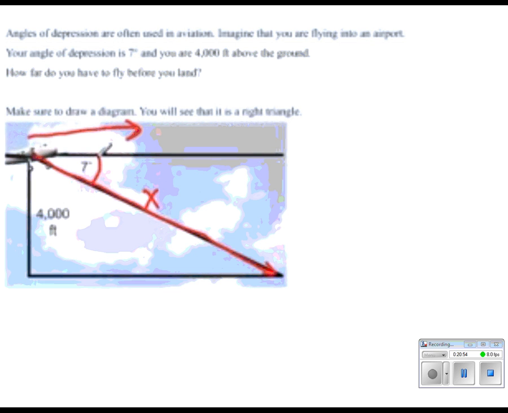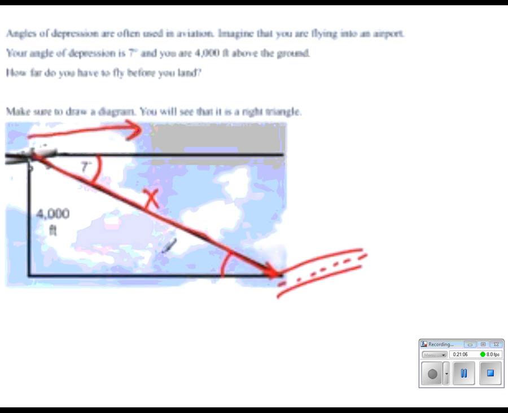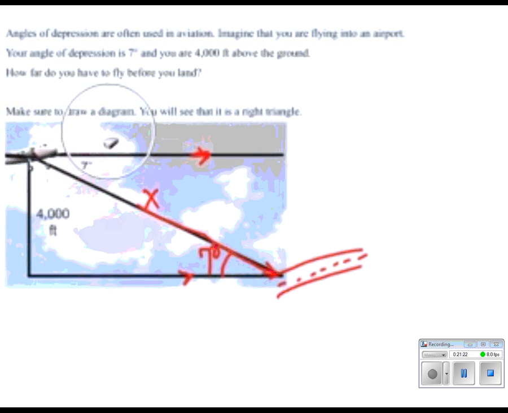Now recall that an angle of depression is the same as, if we were down here at this airport trying to make our runway, our angle of elevation. And if we have these parallel lines with the horizontal, then we have alternate interior angles. So therefore, this is a 7-degree angle as well. So let's clean this up and let's look at it.